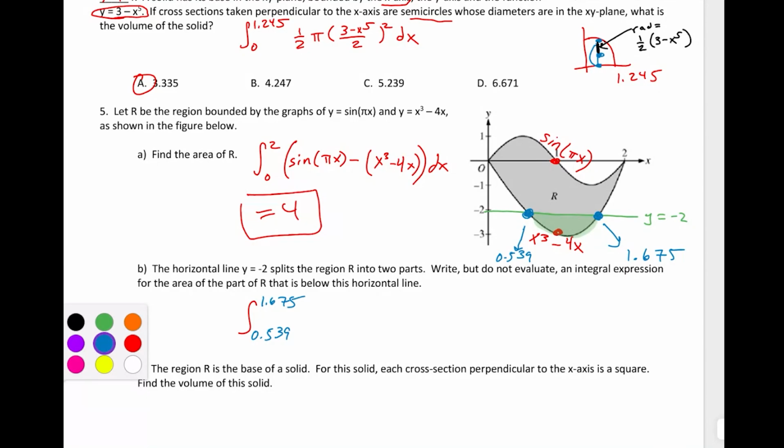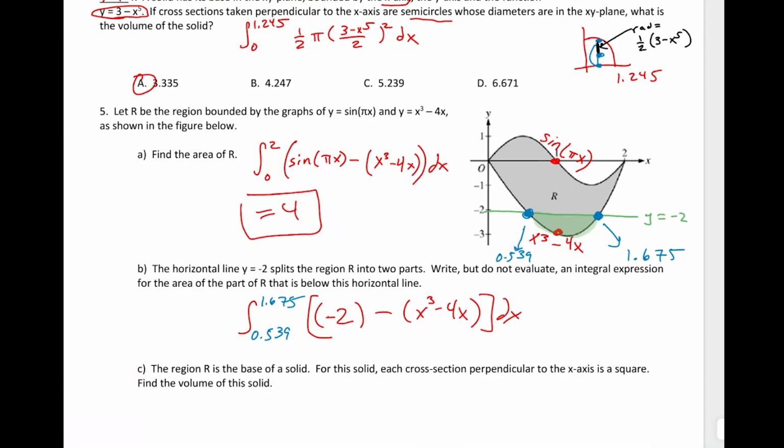Yep. Of the top function minus the bottom function. So we'll have from -2 minus x cubed minus 4x, and all that needs to have a dx on it. It says do not evaluate, so we are just going to leave that as our answer.